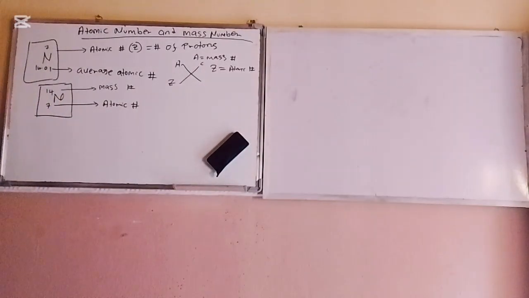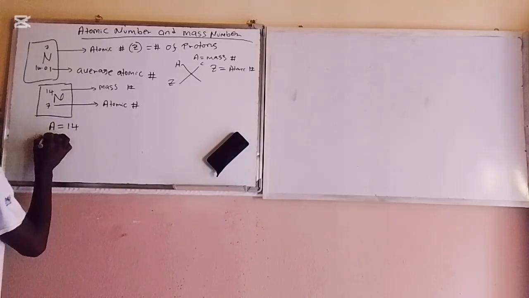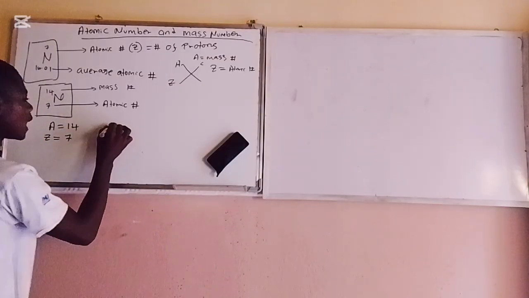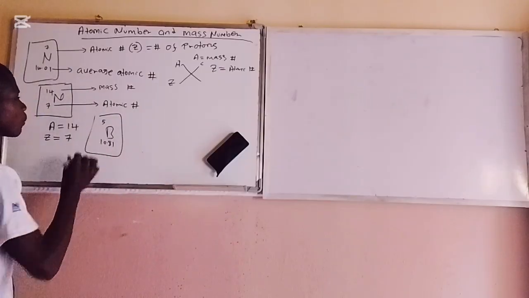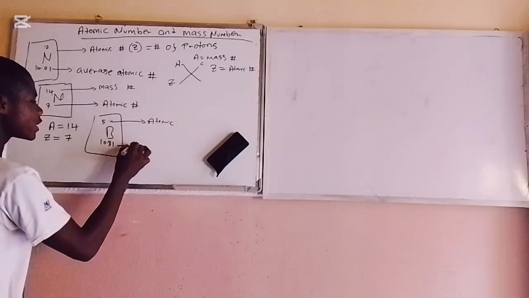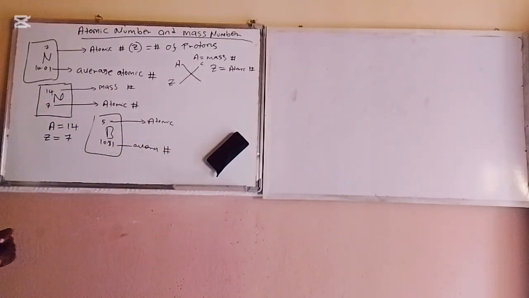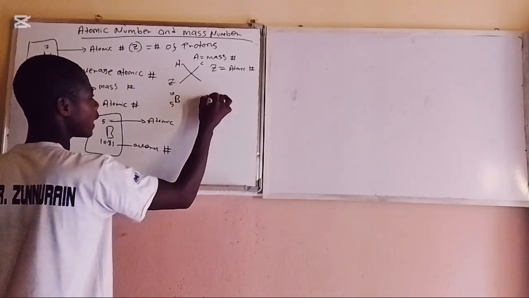The next thing I'm going to tell you is that here my mass number is 14, and the atomic number is 7. Let's say I have boron, 5 and 10.81. This is the atomic number, and this is the average atomic mass.